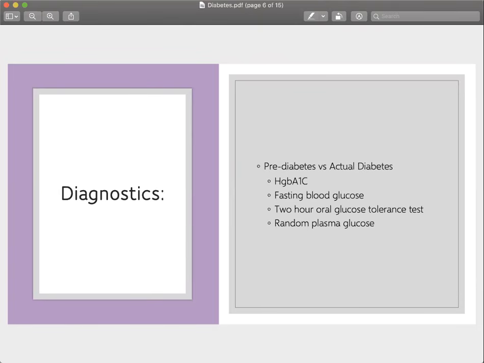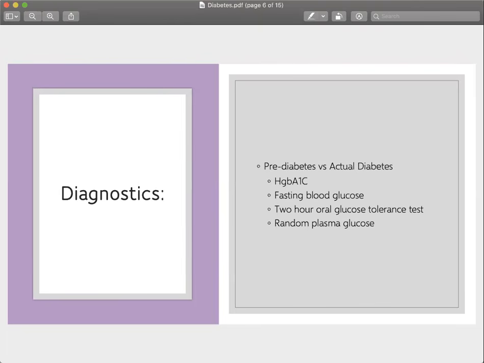What 2-hour oral glucose tolerance test result would diagnose our patient with pre-diabetes? Well, that would be a glucose between 140 to 199 if they originally had a normal fasting glucose. A 2-hour oral glucose tolerance test result greater than 200 indicates actual diabetes.